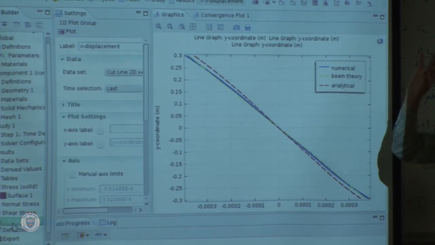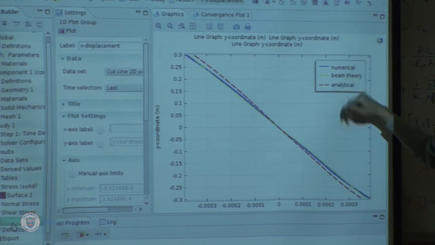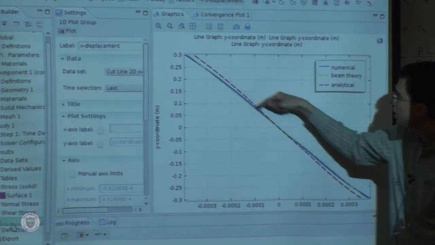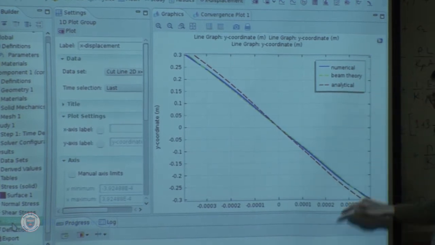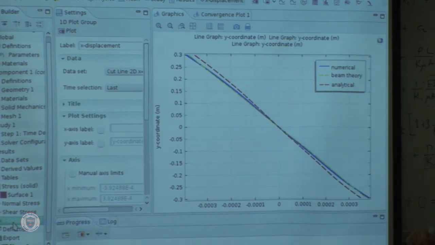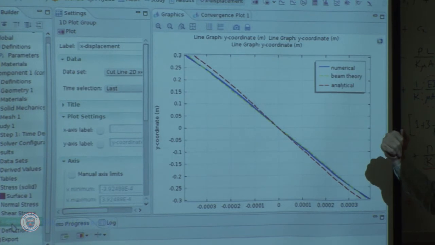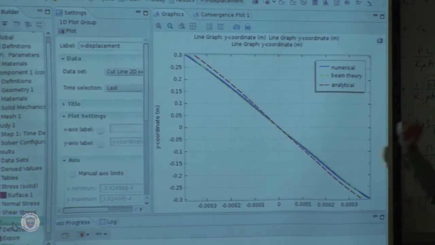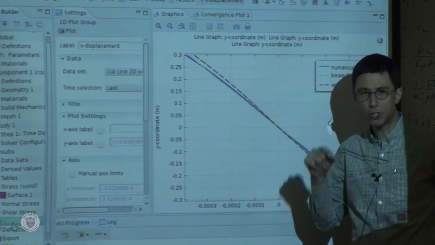So beam theory is a straight line. Cross-sections remain plane. Blue is numerical. It's deviating from the green, which means plane sections do not remain plane, which I already know from my analytical solution. And that is the analytical solution. It's also not a straight line. So plane sections do not remain plane. And here, the influence is important because eventually the deviation from linearness is what gives you the correct transverse shear stress.